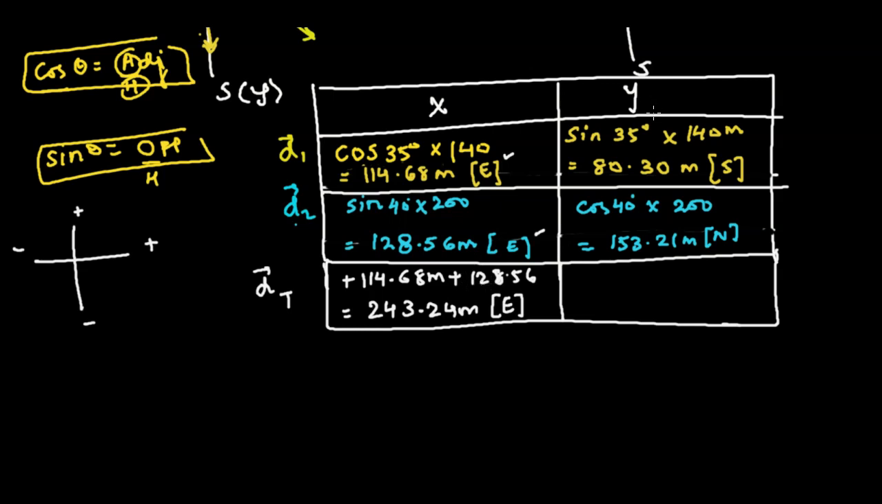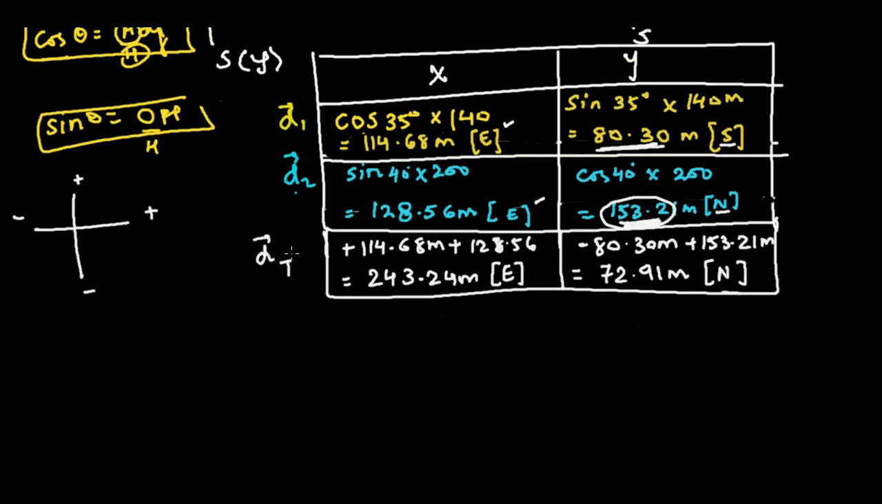When it comes to the d total in the y-axis, we would look at both the directions, and since one is south, it would represent a negative value. The one that is north is going to represent a positive value. And finally, we would get 72.91 meters. Here we have to remember that we can't put south or north because we feel like it. The direction that goes is always the one that is the bigger value. Since 153.2 is bigger than 80.3, the direction that we would put here is north.